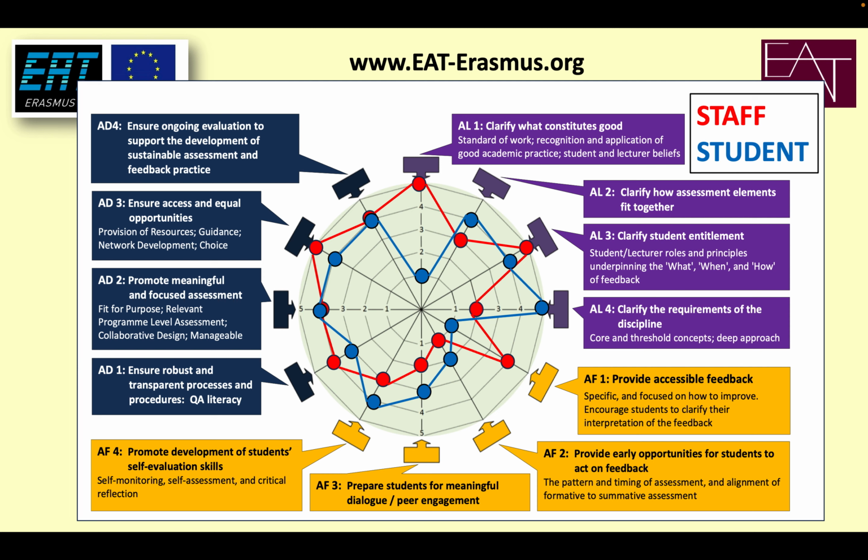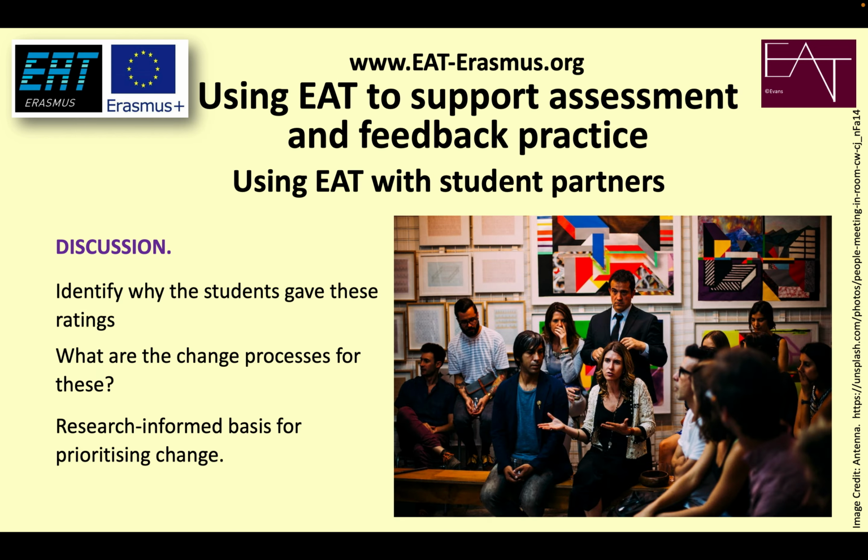For example, the students here are scoring AL1, understanding what good looks like, much lower than the staff. This does not mean that the students are not aware of the criteria for the assessment or that the criteria are unfit for purpose. It might, however, indicate that the students do not really understand the criteria. And so, some discussion with them to help them understand better might change this discrepancy. EAT is about starting conversations that lead to positive changes for all parties and better learning for the students.